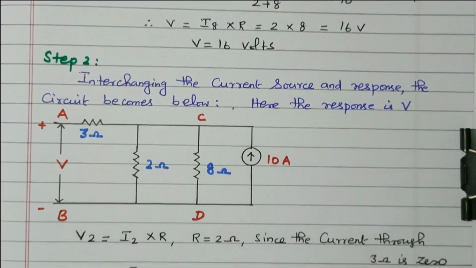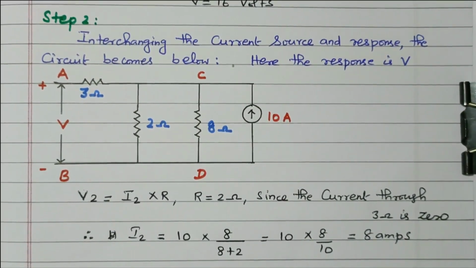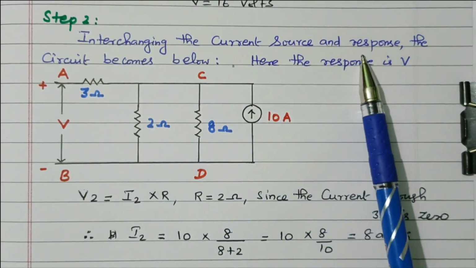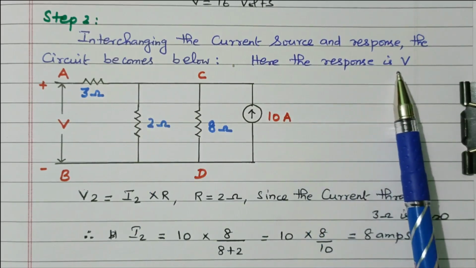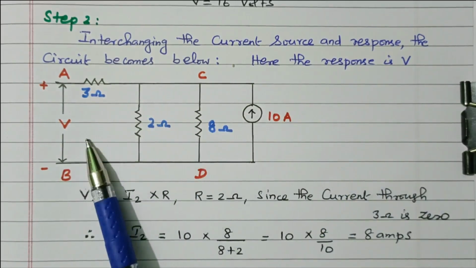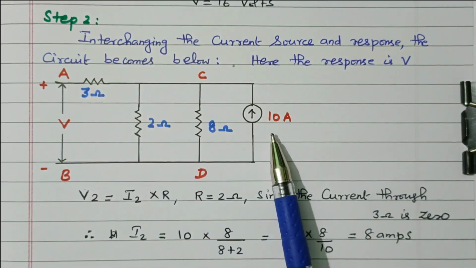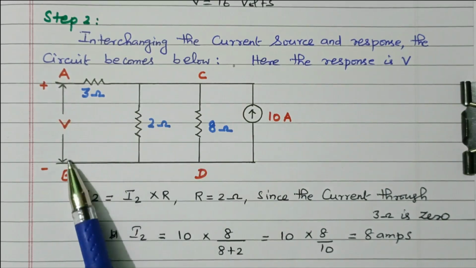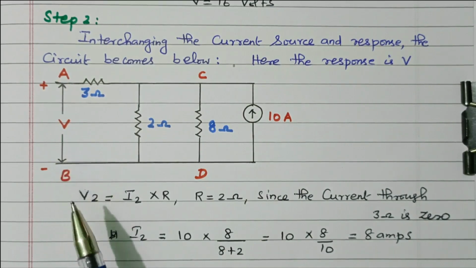Now we'll find the transfer impedance by interchange. So in step 2, interchange the current source and response in the circuit given below. Here the response is V, right? So the current source available in this branch is transferred to the second branch, so that the voltage we calculated, 16, should appear in the first branch, indicated by AB. We need to find this V value, right?